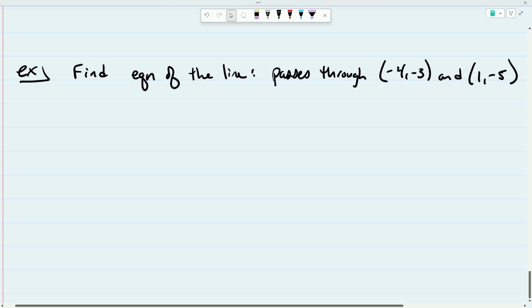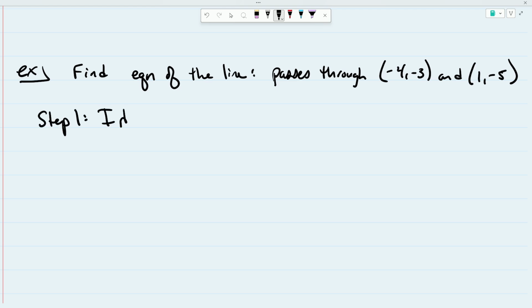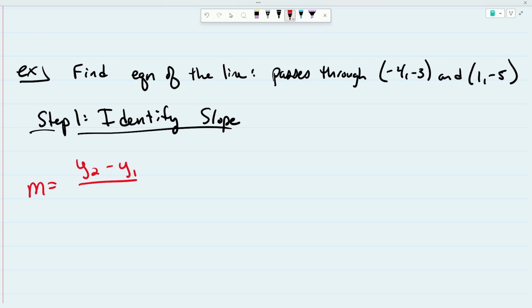Now in this scenario, okay, remember step 1, identify slope. Okay? So in this case, the slope was never given to us. And nobody ever said m equals this number. But we know the formula for slope, m equals y2 minus y1 over x2 minus x1, requires us to use 2 points. And they gave us 2 points.